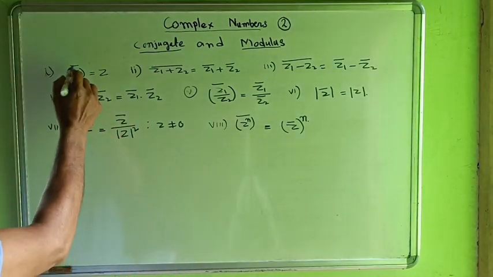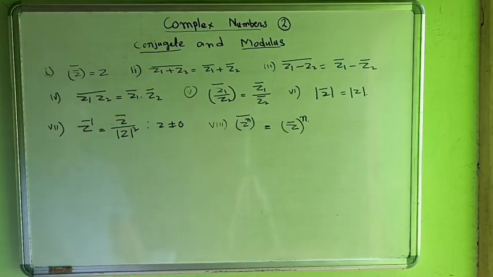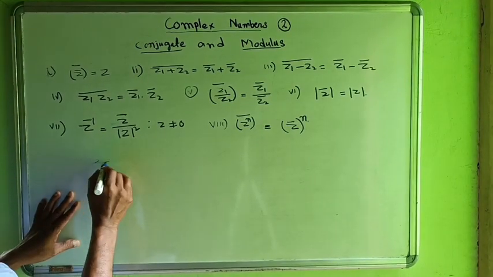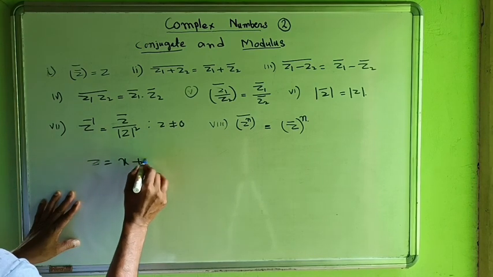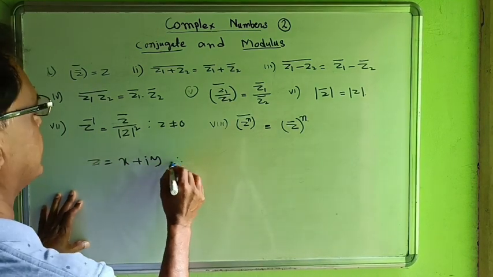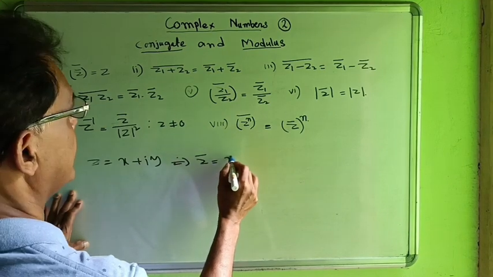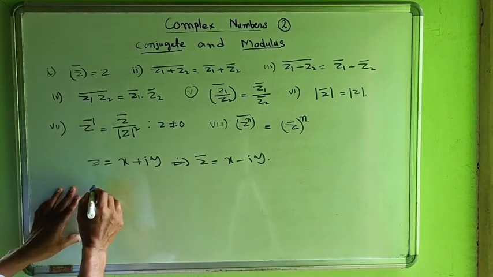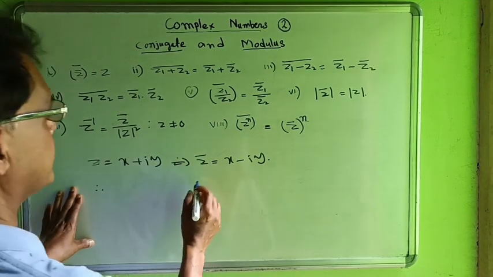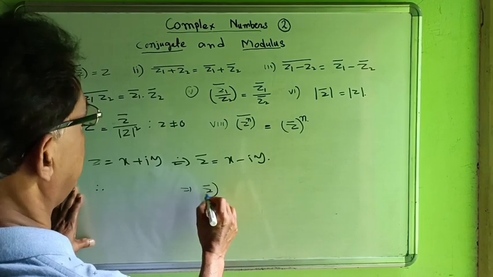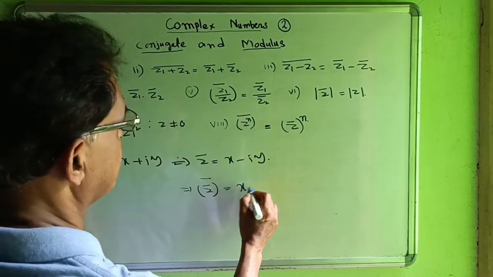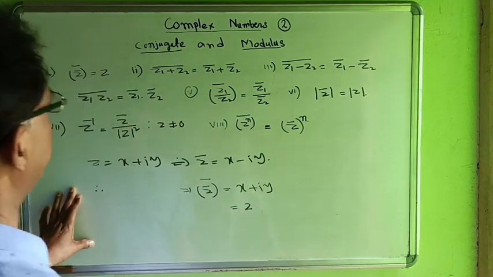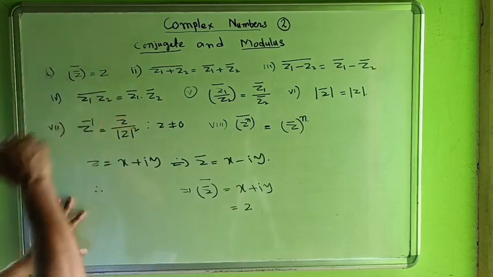Next, the conjugate of z bar is z. This is very easy to prove. Suppose we consider z is equal to x plus iy. This implies z bar equals x minus iy by definition of conjugate. Again we take the conjugate of z bar, and we replace i by minus i, then we get plus i. This equals z. So conjugate of z bar equals z.